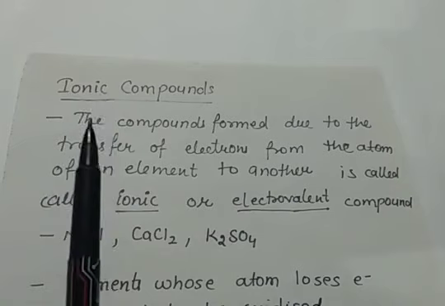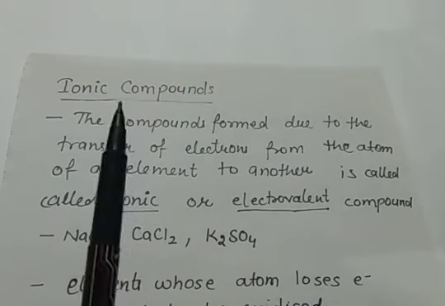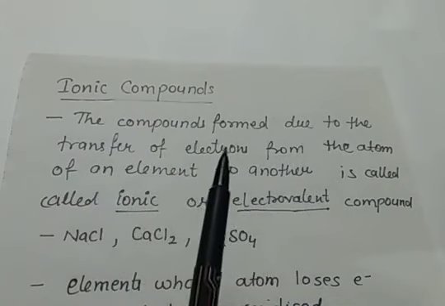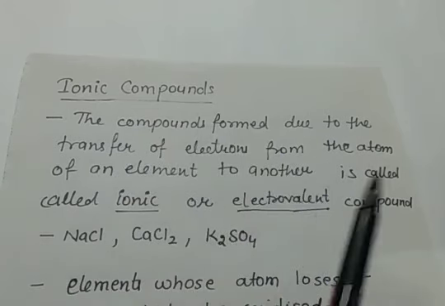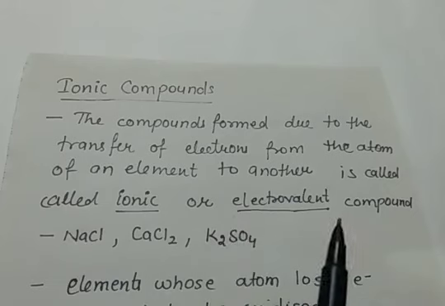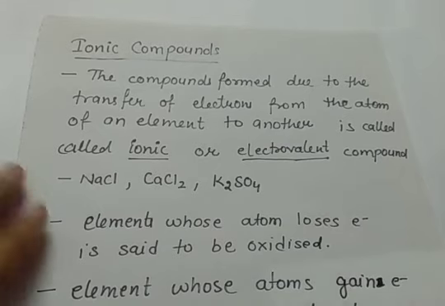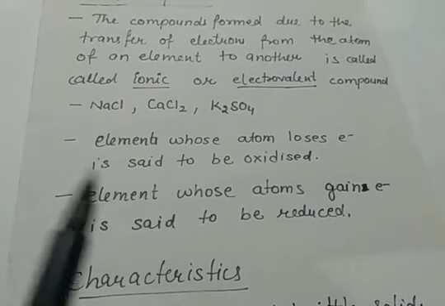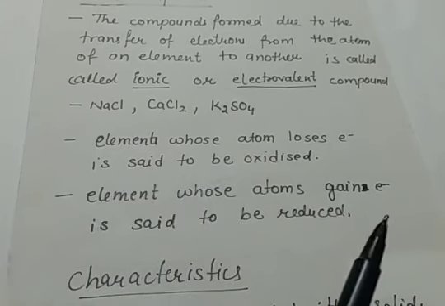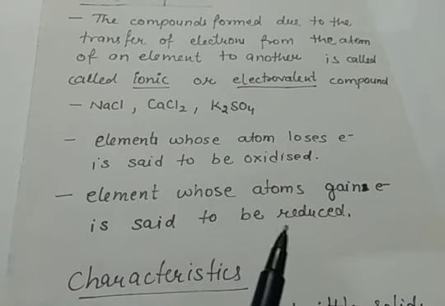Now these types of compounds are called ionic compounds. How do we define ionic compounds? The compounds formed due to the transfer of electrons from the atom of one element to the atom of another element are called ionic or electrovalent compounds. For example, sodium chloride, calcium chloride and potassium sulfate. In an ionic compound, the element whose atom loses electrons is said to be oxidized, and the element whose atom gains electrons is said to be reduced.